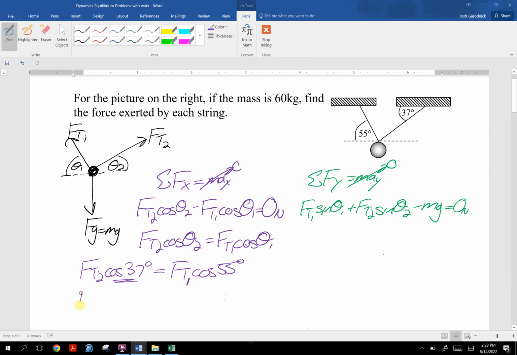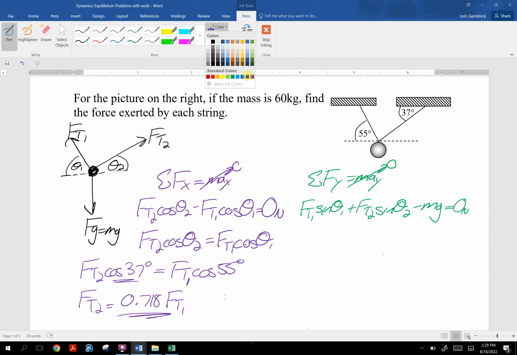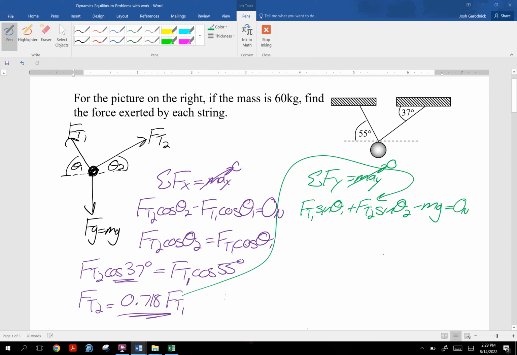And I get that ft2 is equal to 0.718 ft1, excuse me. Again, all I did here was cosine 55 divided by cosine 37. Those are numbers. Cosines and sines are numbers. Don't let them bother you. I'm going to substitute this puppy in here for ft2. Where is it? All the way over there. Okay. So here we go.